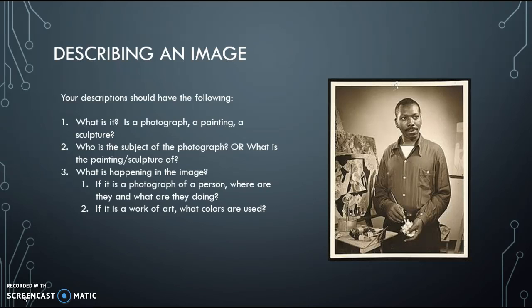So if we were to describe this photograph, first, we would say that it is a photograph. Second, we would say that it is a photograph of Jacob Lawrence. Then we would want to take a look at where he is and what he is doing. So he is in his studio, and he is holding a paintbrush.